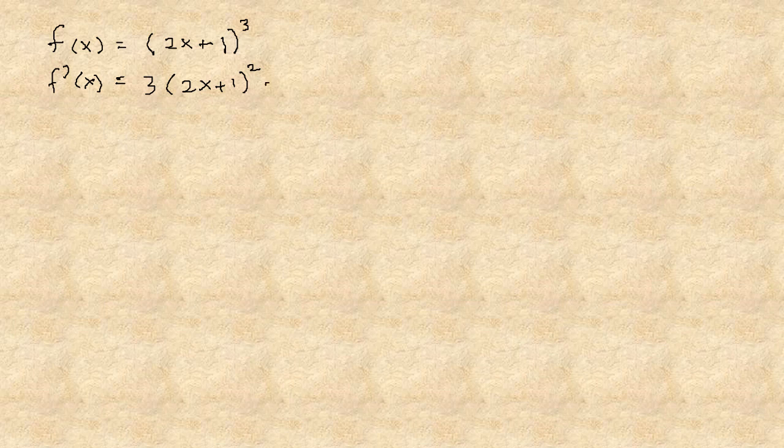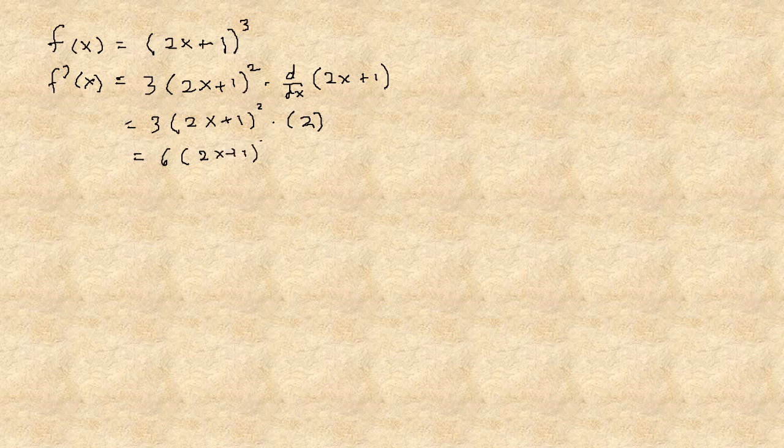And then multiply by, we will differentiate. d/dx means we differentiate the function in the bracket. We will differentiate 2x + 1. So now we get 3(2x + 1) to the power of 2, multiplied by the derivative of 2x + 1. Differentiate 2x, we get 2, differentiate 1 is 0. So simplify this, we get 6(2x + 1) to the power of 2.